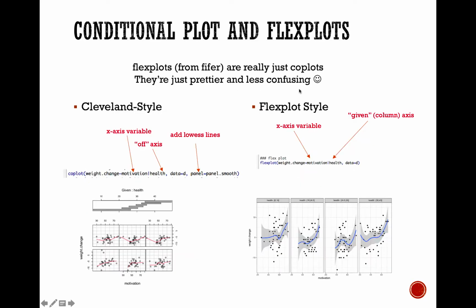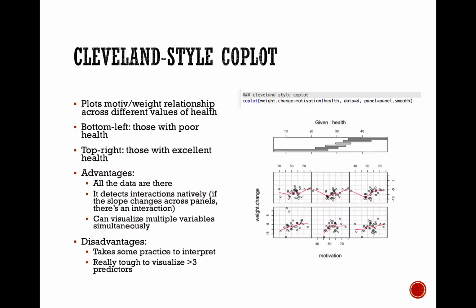mention. So right here, panel equals panel.smooth. Basically, that's telling R for every panel, which is every one of these subplots within the plot, I want you to use the function panel.smooth. And so panel.smooth just happens to put a red lowess line. That's all that's saying. And so basically, you can detect interactions if the slope changes. And I'll show you some examples here in a minute.